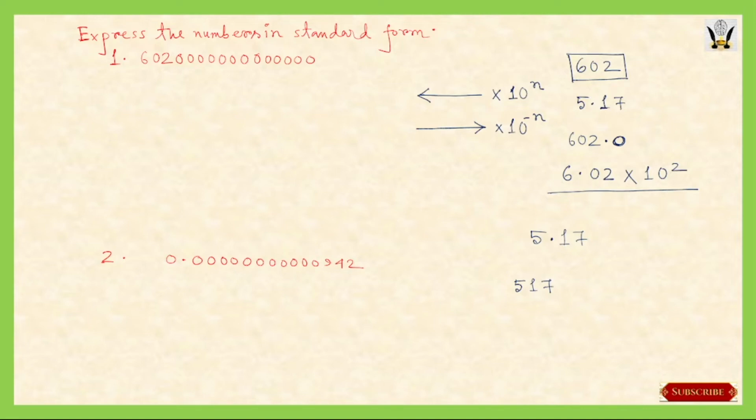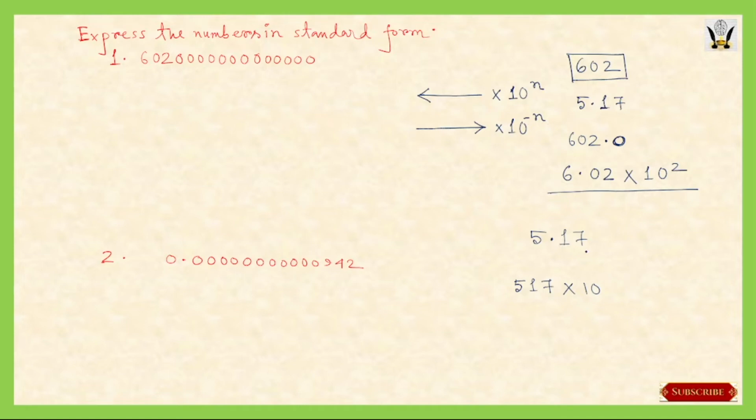And how many places are we moving? We are moving by 2 places. So 517, then what factor will we be multiplying? Since this time we are moving towards the right, the factor will be 10 to the power minus n.